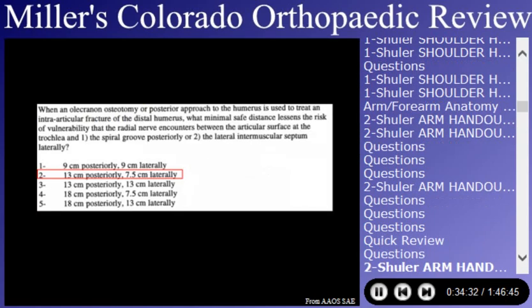Olecranon osteotomy, posterior humerus, is used to treat intra-articular fracture. The question then is what safe distance lessens the risk of vulnerability to the radial nerve, between the articular surface at the trochlea, the spiral groove posteriorly, and the lateral intermuscular septum. We covered that before: 13 centimeters posterior at the spiral groove, 7.5 centimeters where it pierces the lateral intermuscular septum.